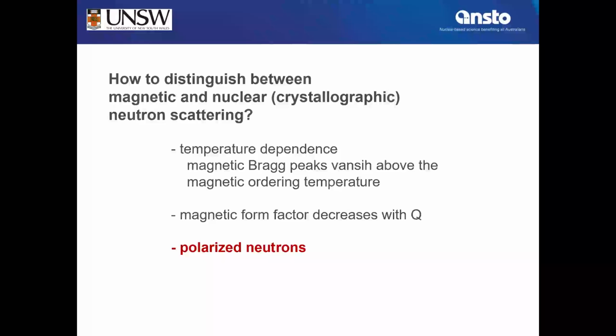The nuclear Bragg peak, here the spins would not interact with the nuclear crystal structure. Nuclear scattering, crystallographic scattering, no spin flip, and polarized neutron scattering, spin flip for the magnetic signal. In real life, it's a tick more complicated, but in an ideal experiment, you can really distinguish here.